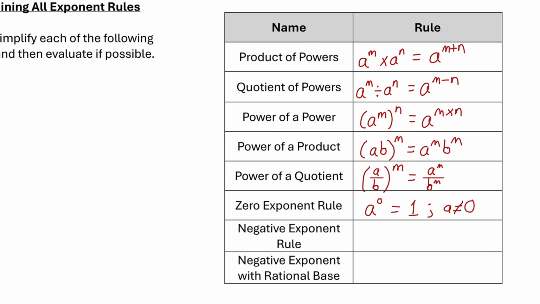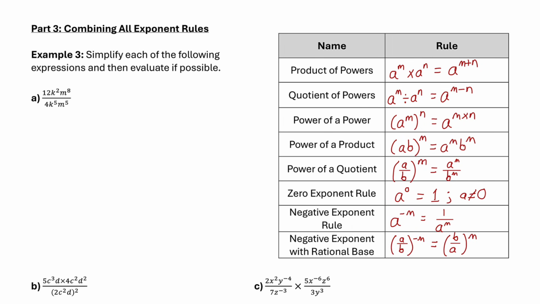And the negative exponent rule, which we practiced in this lesson, tells us that a to the power of negative m is equal to its reciprocal with the sign of the exponent changed. So it equals 1 over a to the power of positive m. And if you have a negative exponent with a rational base, so let's say a over b to the power of negative m, that's equal to the reciprocal of the base, b over a, with the sign of the exponent changed to positive m. And now let's use all of those rules to simplify these final three expressions.